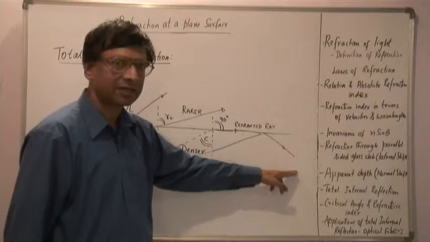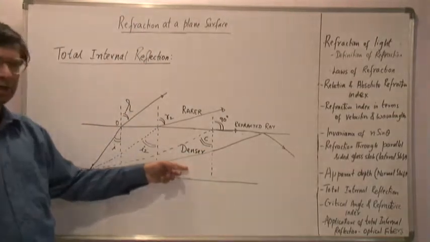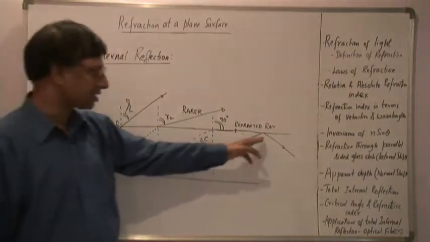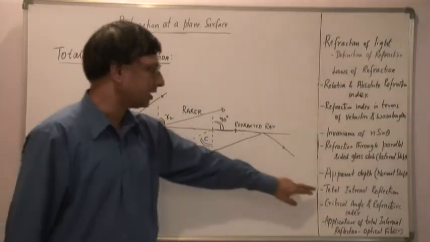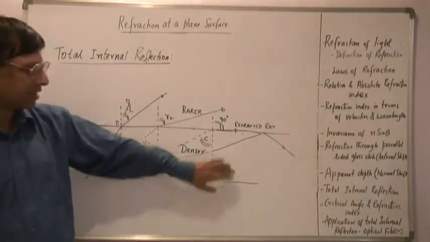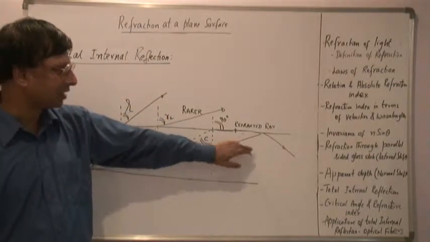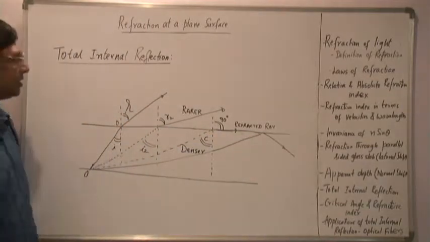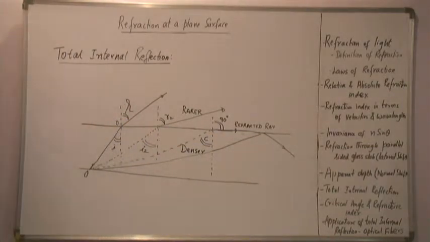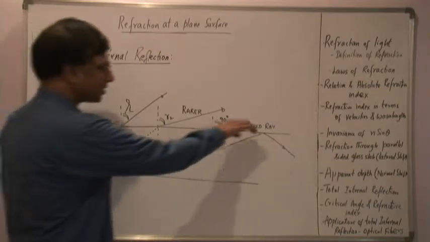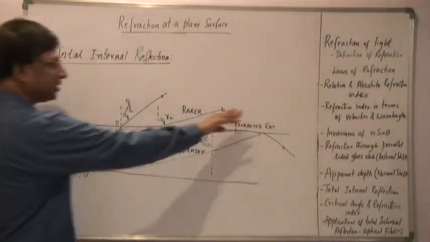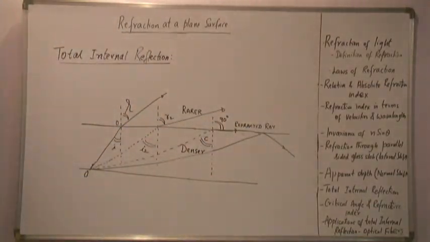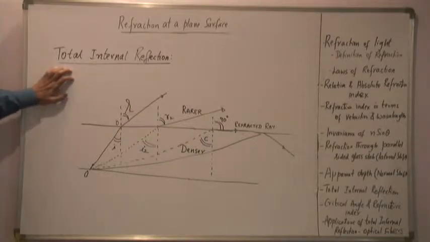The rays get reflected back into the denser medium again. So this concept is known as total internal reflection. The ray is totally reflected internally, and that is the reason it gets the name total internal reflection. So there is reflection of light within the medium. There is no refraction taking place. This is the concept of total internal reflection.